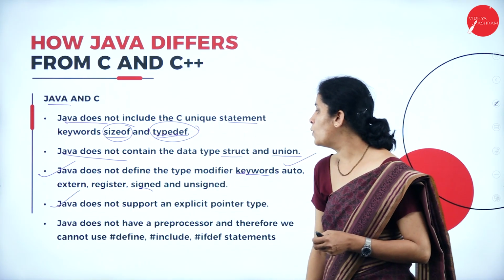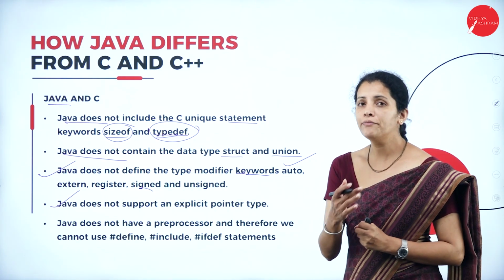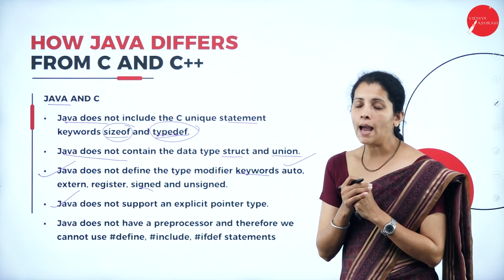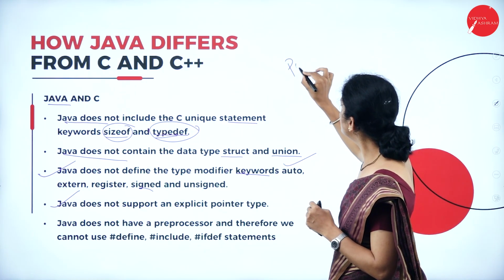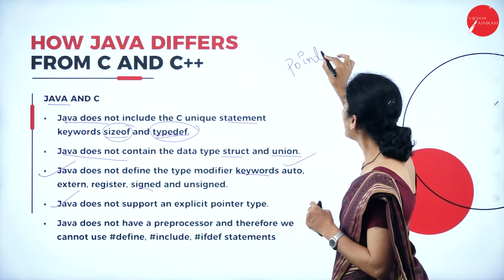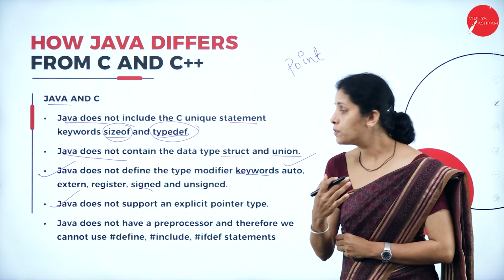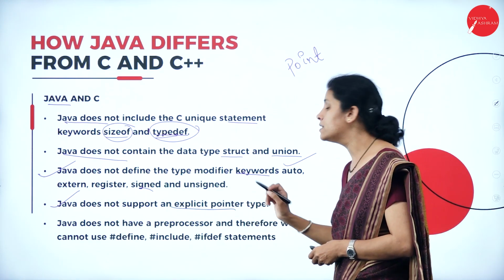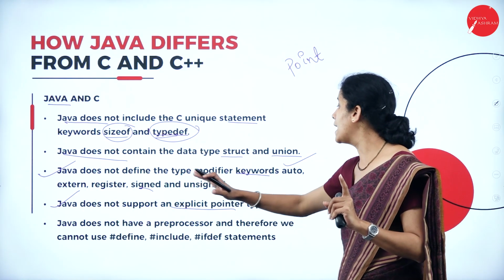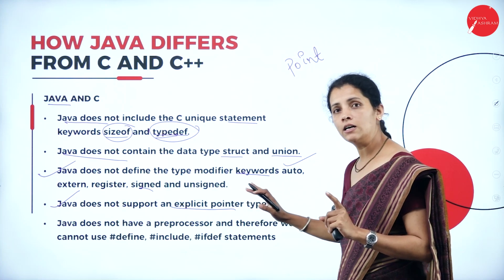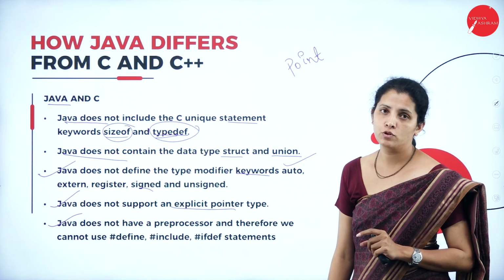Java does not support an explicit pointer type. If I consider a C program, I have the concept called pointer. So what is a pointer? A pointer holds the address of another variable, and C supports the explicit pointer type. But in Java, we do not have an explicit pointer type.